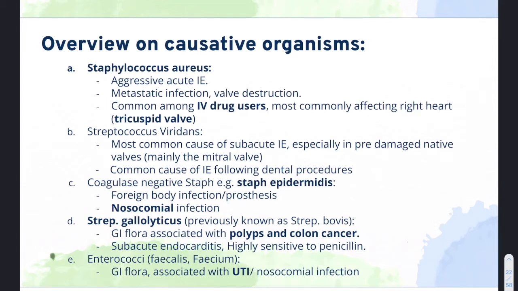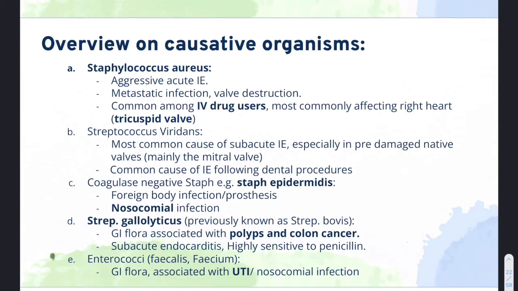We have third, coagulase negative staph, for example, staph epidermidis. So coagulase positive would be staph aureus, and coagulase negative would be staph epidermidis. They're more commonly linked to foreign body infection. What do they mean by foreign body? Like catheters, more commonly with nosocomial infection.